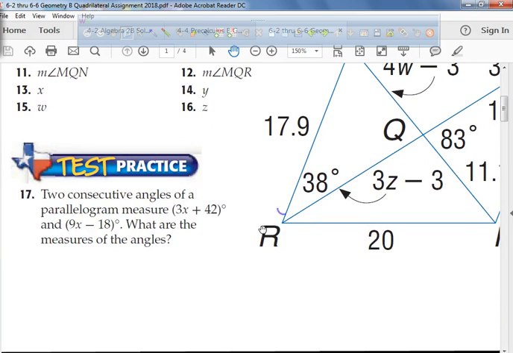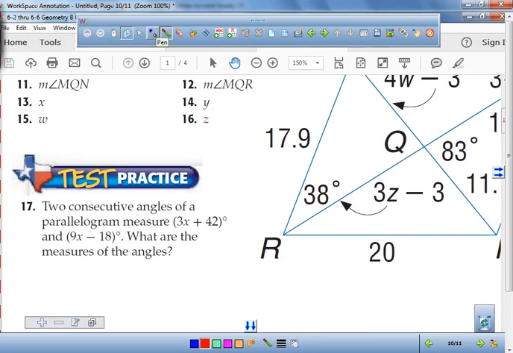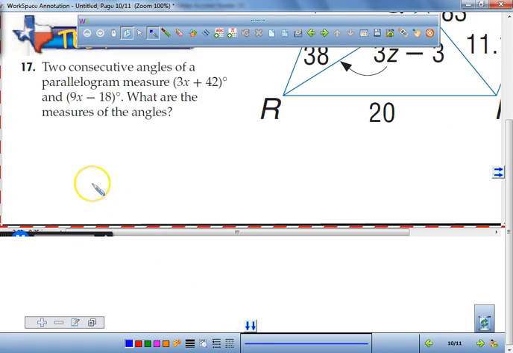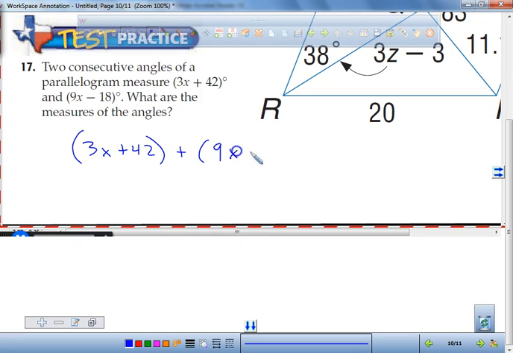Here's what I want you to do. Add those two together. You're going to take 3x plus 42, which that right there represents one angle. You're going to add it to 9x minus 18, which represents another angle, and you're going to set it equal to what? 180 degrees. And now you have to solve for x. But when you solve for x, you're not done.